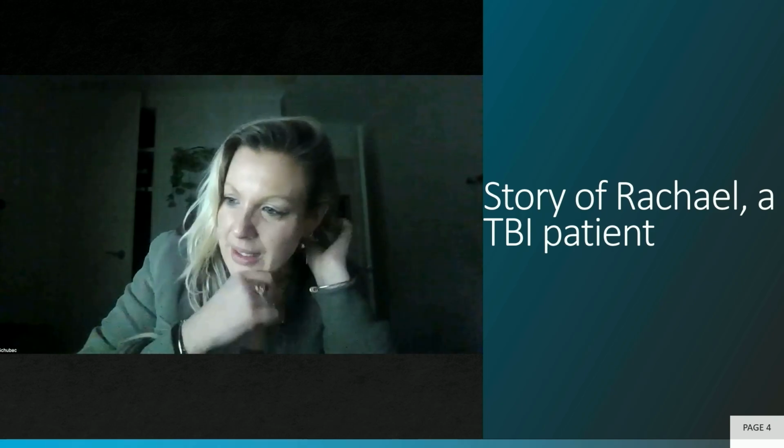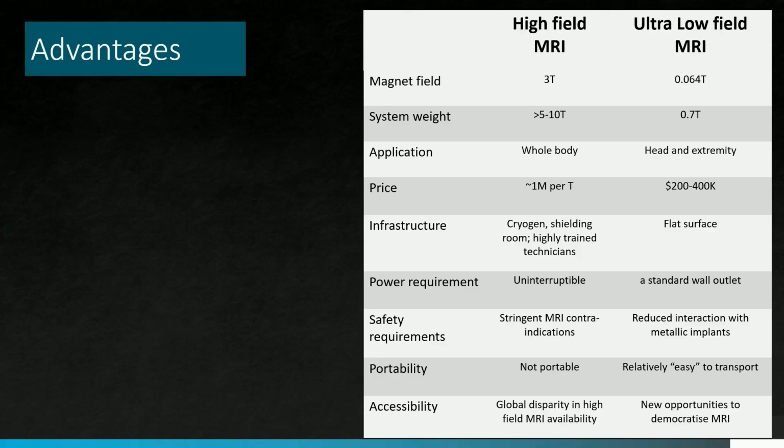And I think one of the advantages is that hopefully we can use ultra-low field MRI to close that gap between neuroscience and clinical practice. Because here on the slide you can see several advantages. First of all, it's lower scanning strength. Today we'll talk about these 64 millitesla scanners, which weigh much less than high field MRI scanners. The applications are a bit limited with ultra-low field MRI. With high field MRI, we can scan the whole body. However, at this stage with ultra-low field, it's mainly the brain and the extremities.